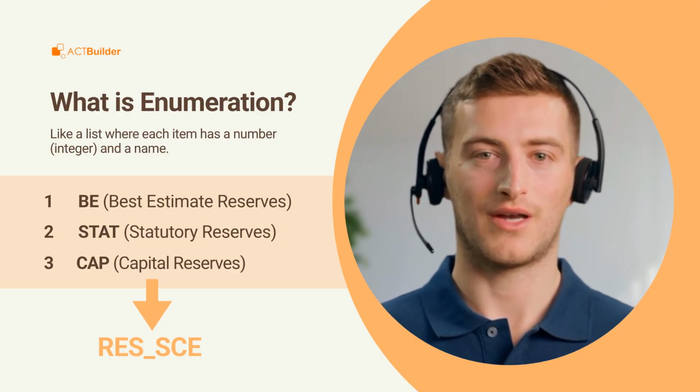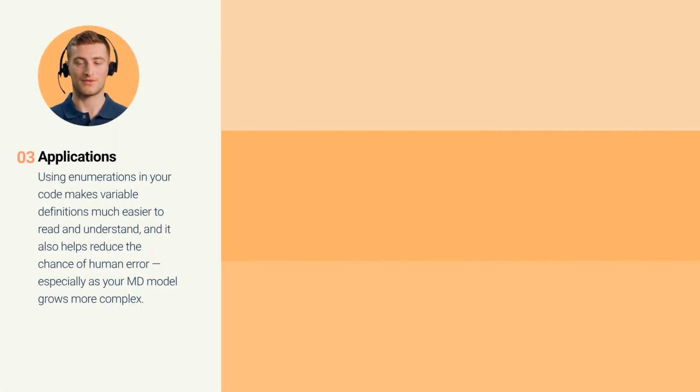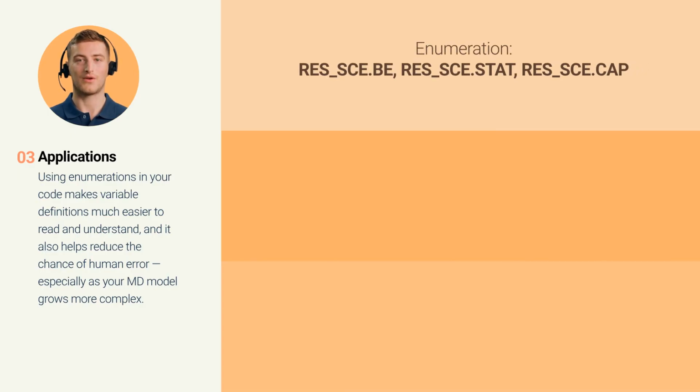Let's dive further into how we can apply this technique. By using enumerations, you can now write your logic with meaningful labels, like res_scenario.be, res_scenario.stat, or res_scenario.cap. It's a lot clearer than using raw numbers. This makes your code much easier to read and understand, and it also helps reduce the chance of human error, especially as your MD model grows more complex.